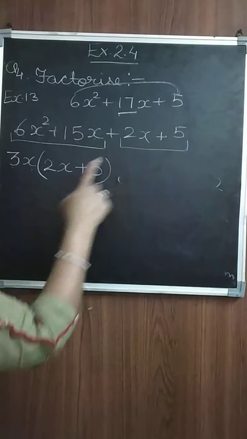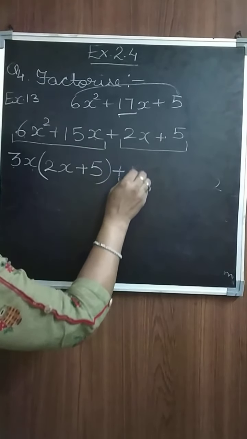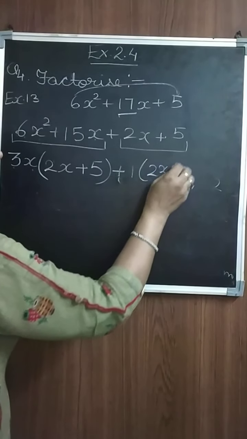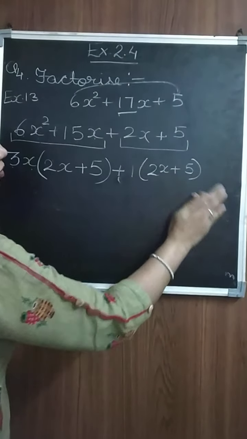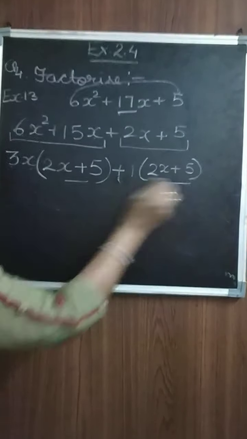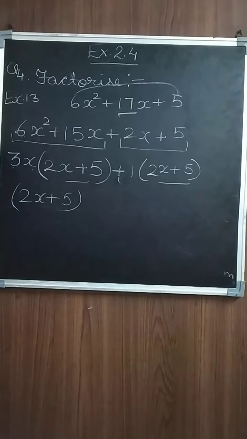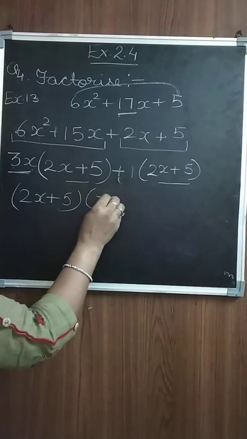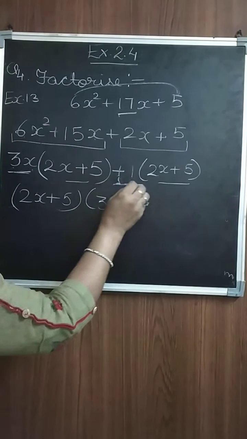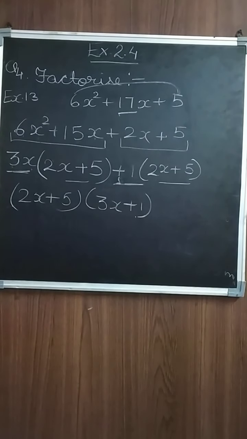Now we have to make this and this equal. These are already equal, so let's take only one common. Now we got 2x plus 5, 2x plus 5. So 2x plus 5 is common. What is left here? 3x. And what is left here? Plus 1. So these are the factors for this polynomial. I hope you have understood.